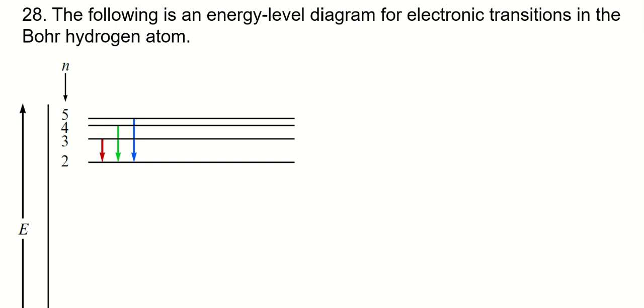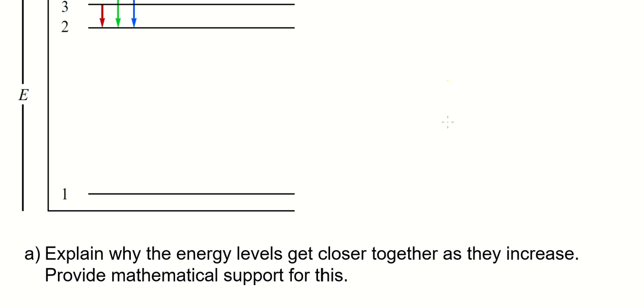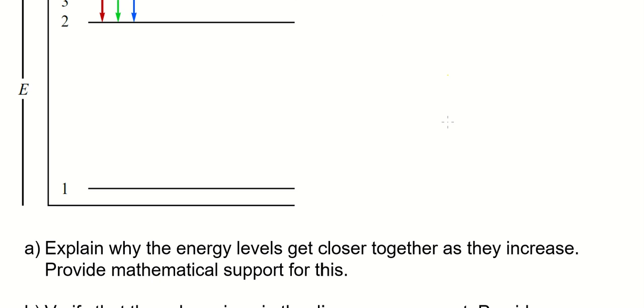The following is an energy diagram for electronic transitions in the Bohr hydrogen atom. That's what it looks like. Part A: explain why the energy levels get closer together as they increase, and provide mathematical support. We already learned that as you go farther away from the nucleus, the radius of the atom, there's less and less of a difference. And so you see that here.